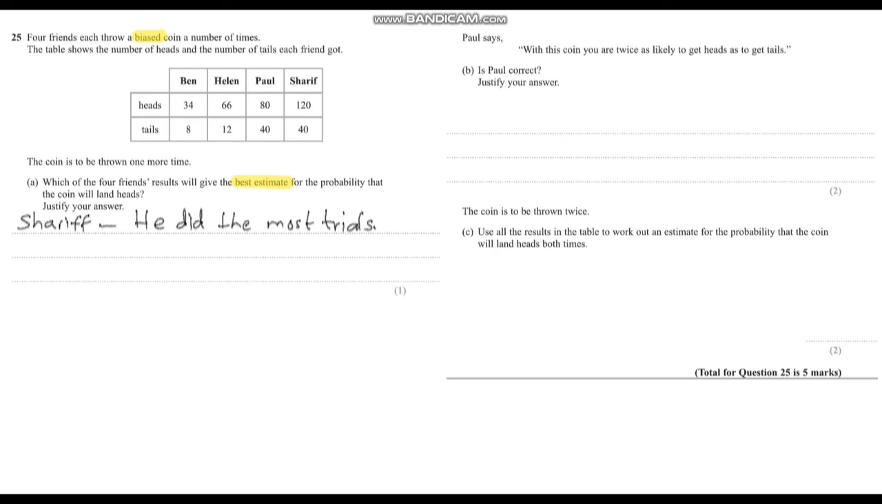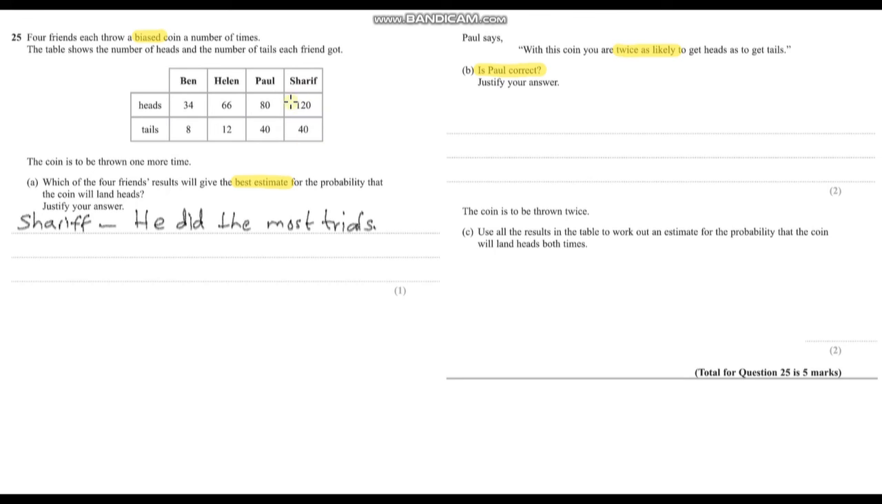Okay, moving on to part B. Paul says, with this coin, you are twice as likely to get heads as to get tails. Is Paul correct? Justify your answer. Now, he's saying that it's twice as likely to get heads. You might be tempted to say that he's correct, because if you look at Paul's data, he's flipped heads 80 times and tails 40 times, and that is twice as much, so it would be twice as likely. But the mistake here is that we're only using Paul's data. We need to use data where there's more trials.